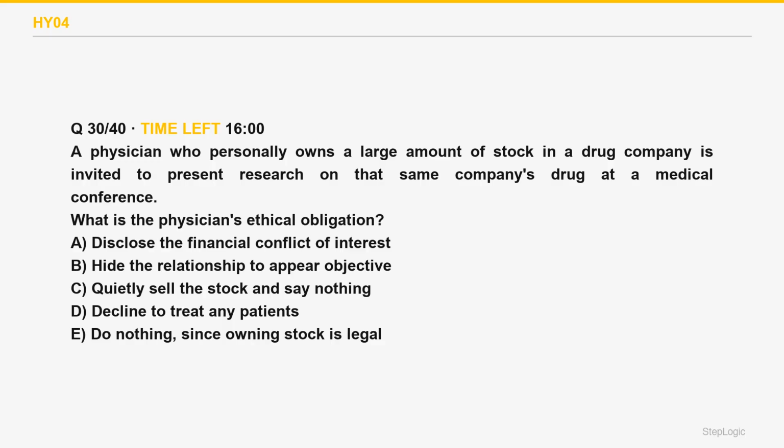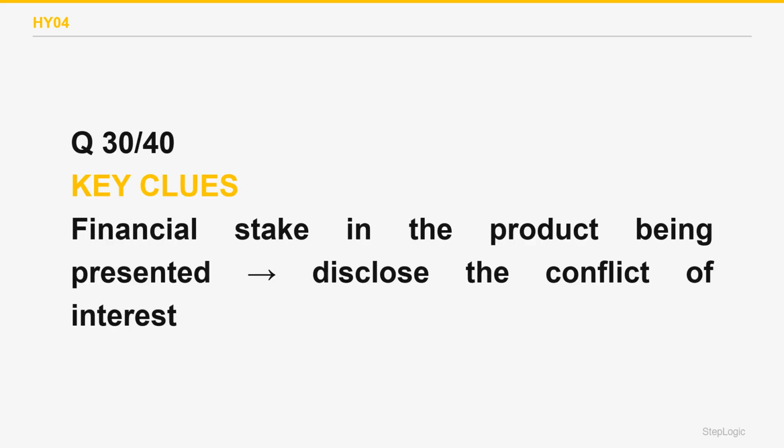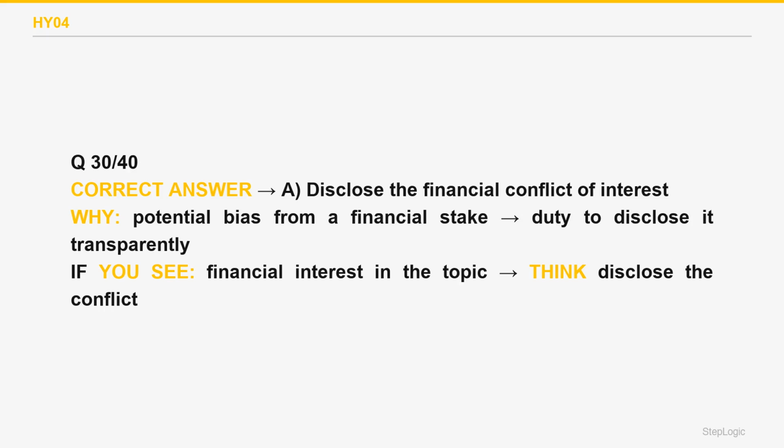Transparency. Disclose it. A conflict of interest arises when a personal interest, here owning the company's stock, could bias professional judgment. The ethical duty is transparency, disclose the conflict to the audience and relevant parties so they can weigh the work accordingly. Disclosure, not concealment, preserves trust. The correct answer is A.